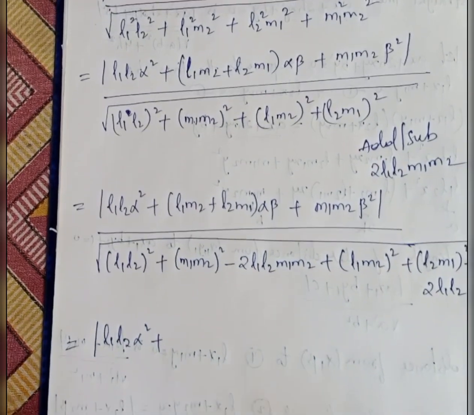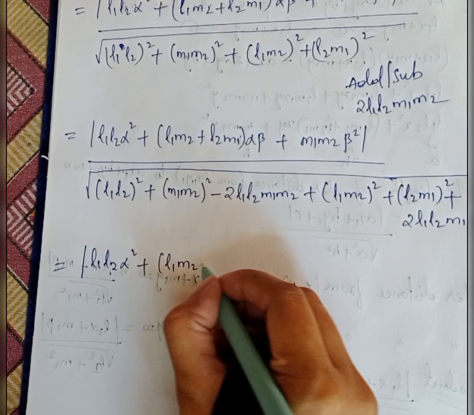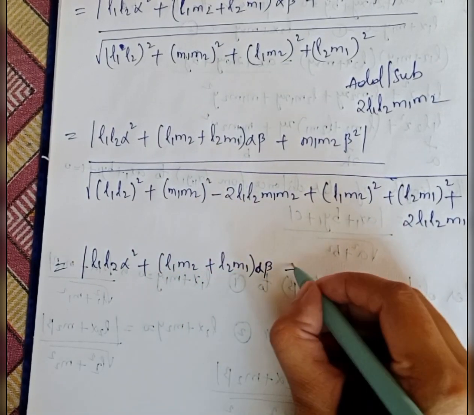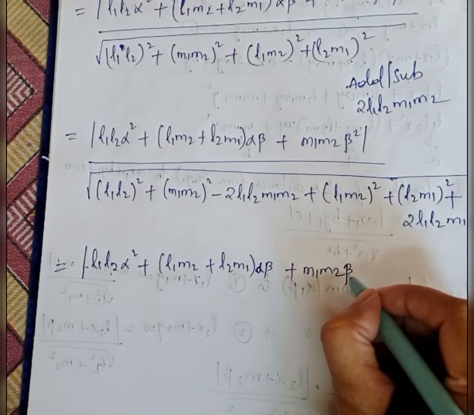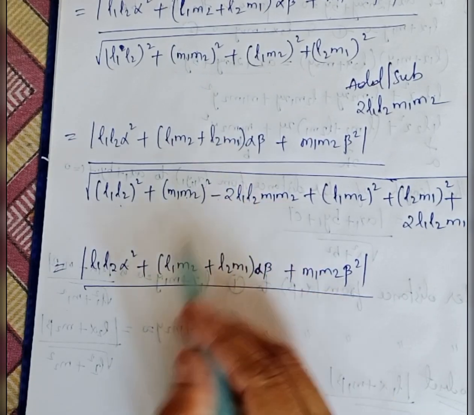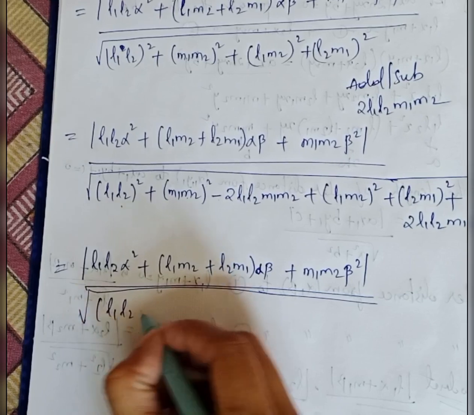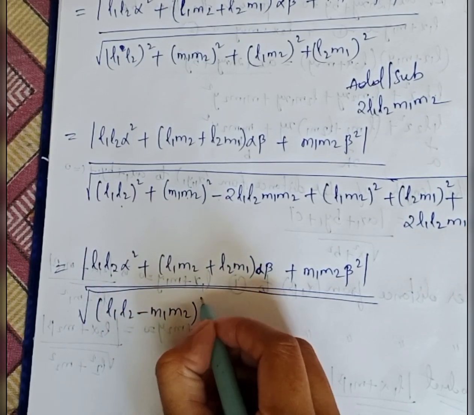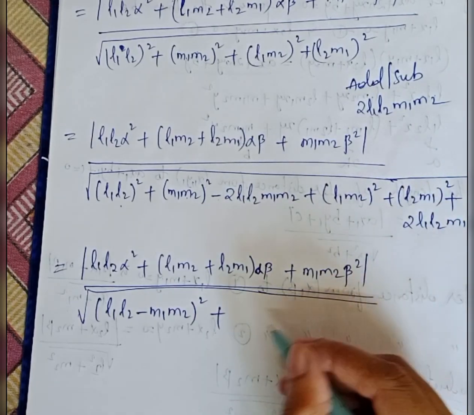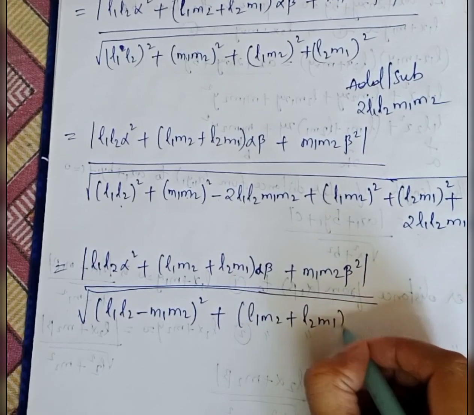Alpha² plus (L1 M2 + L2 M1) alpha beta plus M1 M2 beta² by, here this is the formula a² + b² - 2ab, so it will be (a - b)², root of (L1 L2 - M1 M2)² plus, and this is a² + b² + 2ab, so it is (a + b)², so it is (L1 M2 + L2 M1)².